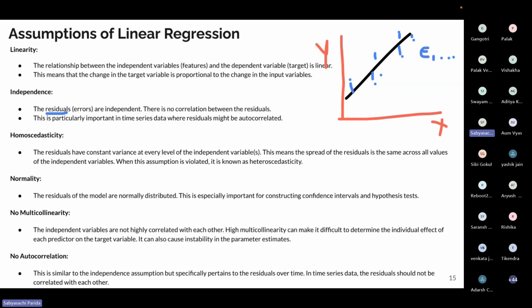That means this residual and this residual are not correlated to each other. If this residual is increasing, it should not happen that this residual is also increasing. There should be no correlation between the residuals. This is about the residuals I'm talking about. So the first thing is the linear relationship. The linear relationship should be there within these data points, those blue data points you are seeing, right?